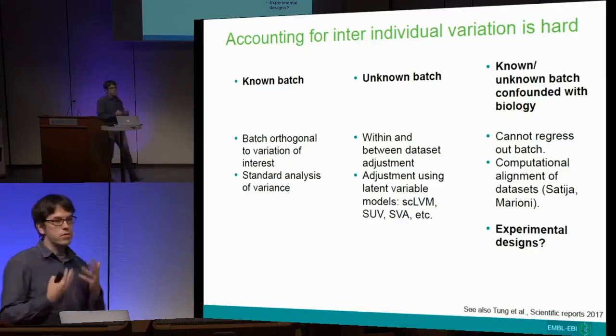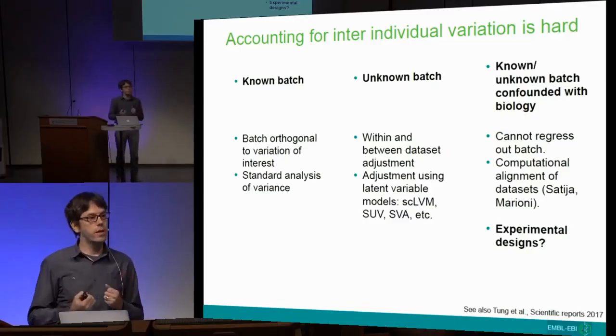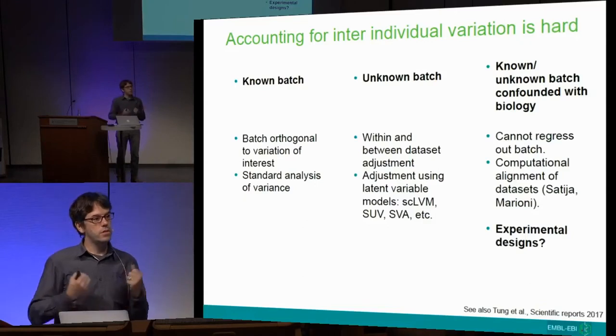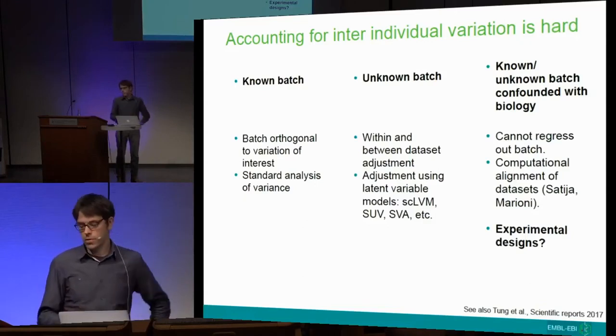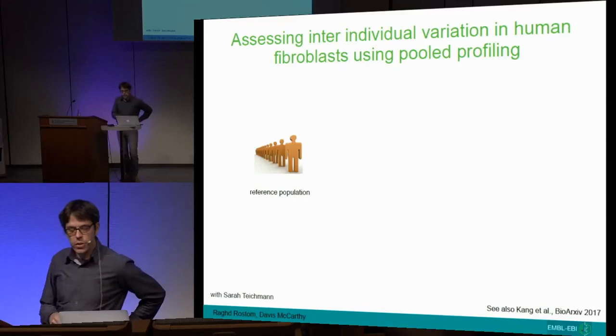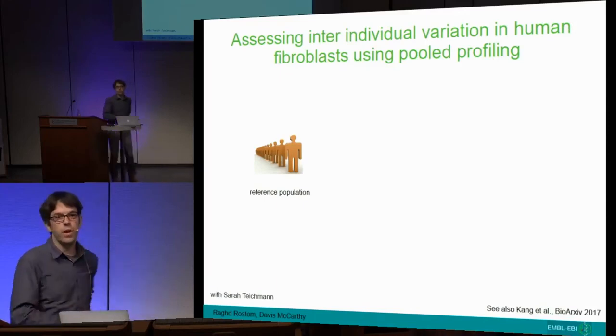We heard about computational solutions of alignment from the Stegle lab and also John Marioni. But there's another question, which is experimental design. And again, I want to highlight there's other work by others that tackles similar questions, and that's really collectively shown that as a community, we're starting to think about these problems and we have to come together to find solutions. So I want to very briefly show you one example of how we did that.